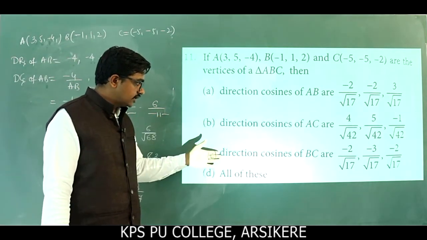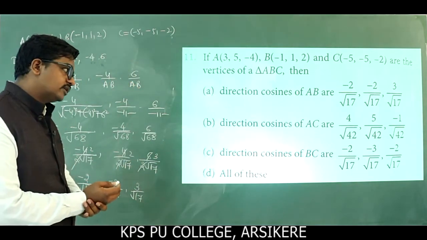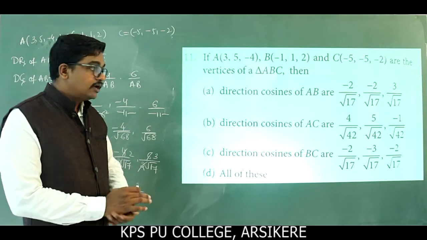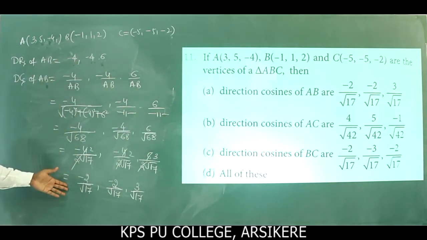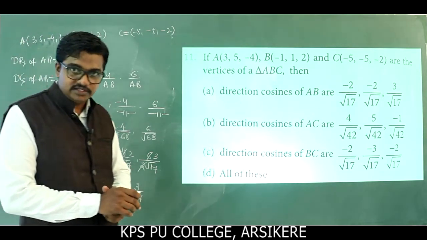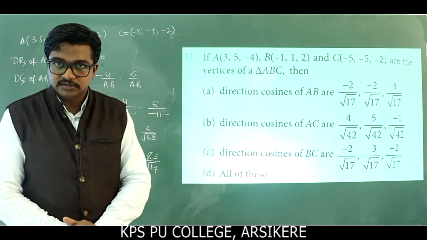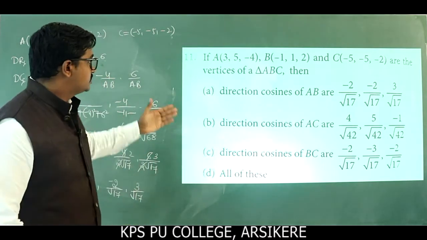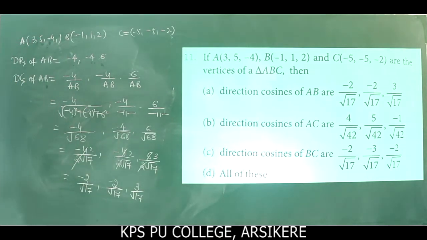Option C is also a right answer. Direction cosines of BC are -2 divided by root 17, -3 divided by root 17, and -2 divided by root 17. The direction cosines of AC and BC are obtained by the same method. Solve yourself. All that they have given in options A, B, and C are right answers, so option D is the right answer. Understood, children? Take a pause and note down.